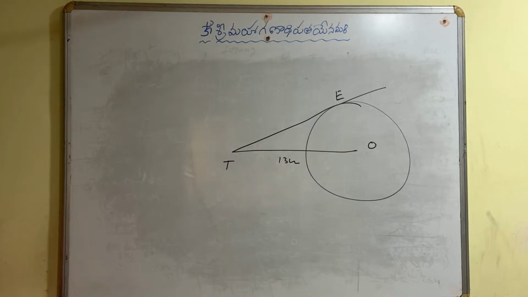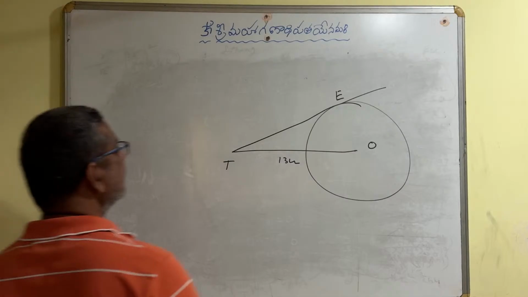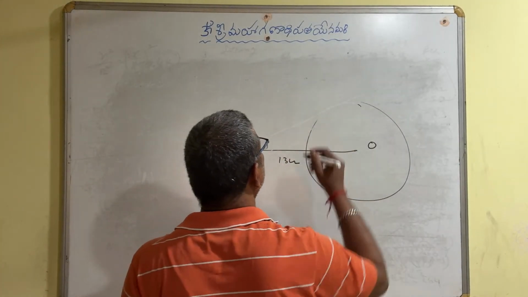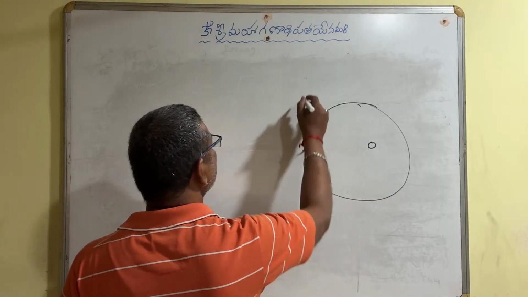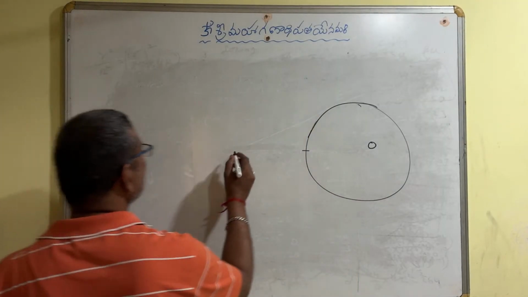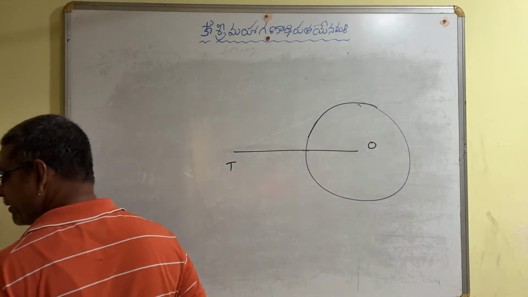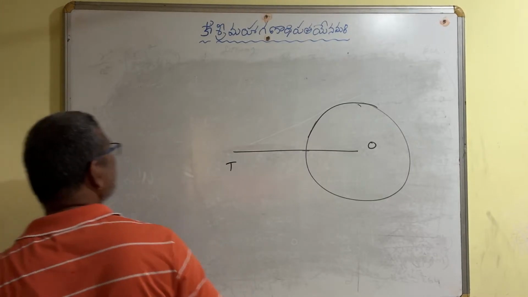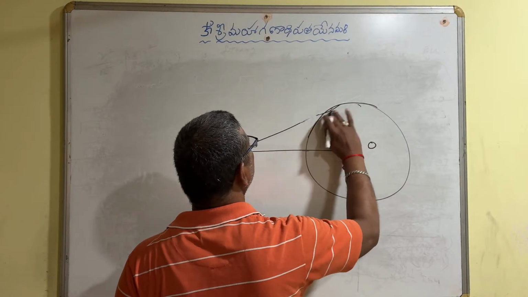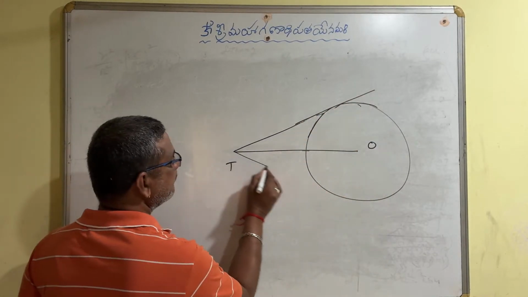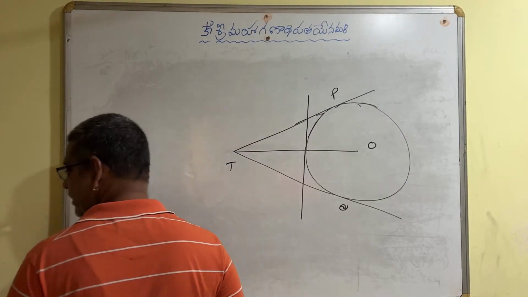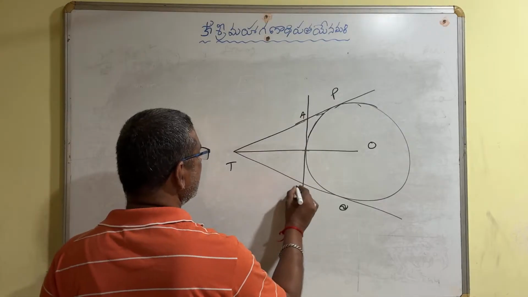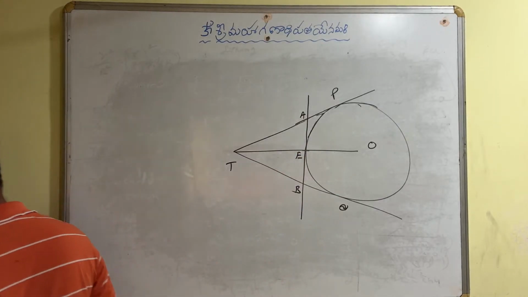పనికి మాలిన క్వశ్చన్లు కూడా సరిగ్గా ఇవ్వకపోతే ఎట్లా? ఫిగర్ ఇట్లా కాదు, ఫిగర్ ఇచ్చాడు ఇట్లా. ఇట్లాంటి ఫిగర్స్ ఇవ్వాలి సరిగ్గా. ఇది T. ఓకే, ఇది TP, TP, TQ. ఇది A, B and this point is E. Okay na?